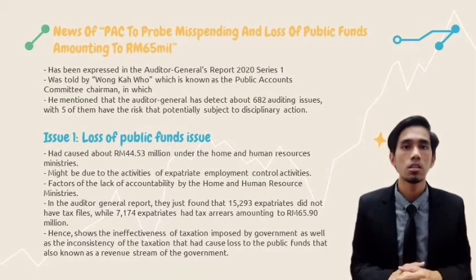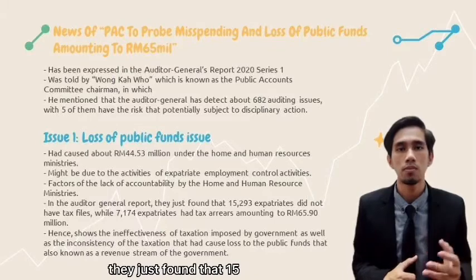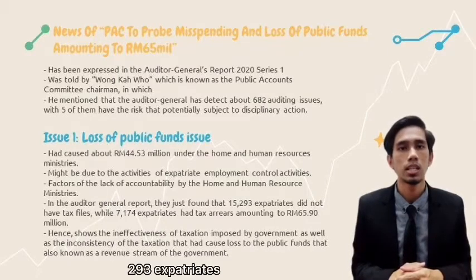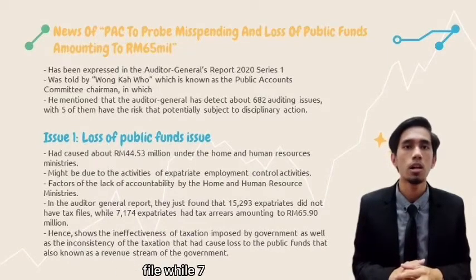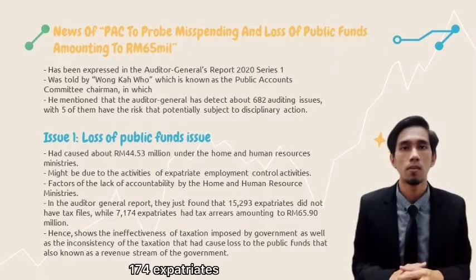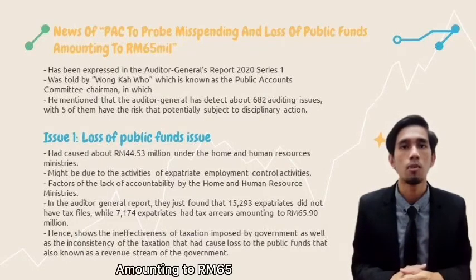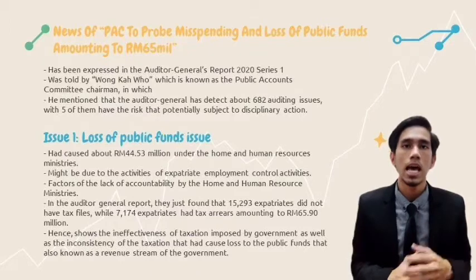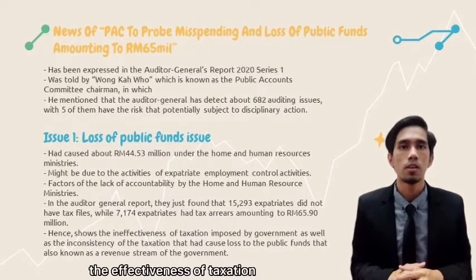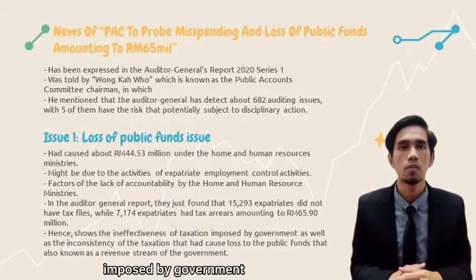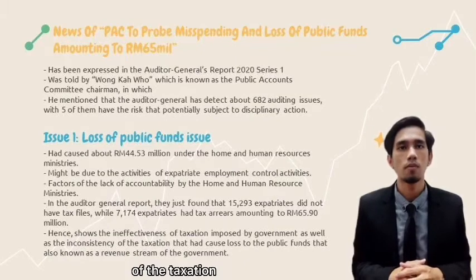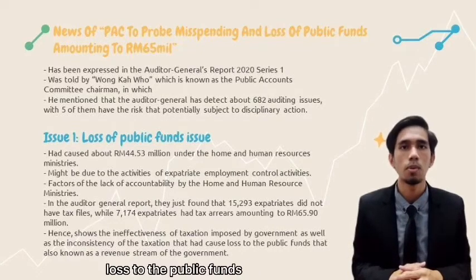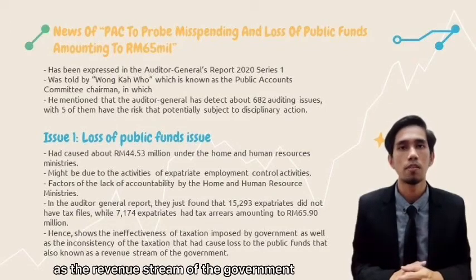It is because in the Auditor General report, they just found that 15,293 expatriates did not have a tax file, while 7,174 expatriates had tax arrears amounting to 65 million ringgit, and this shows the ineffectiveness of taxation imposed by the government, as well as the inconsistency of the taxation that had caused loss to the public funds, also known as the revenue stream of the government.